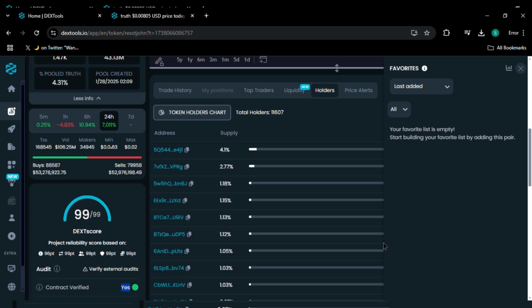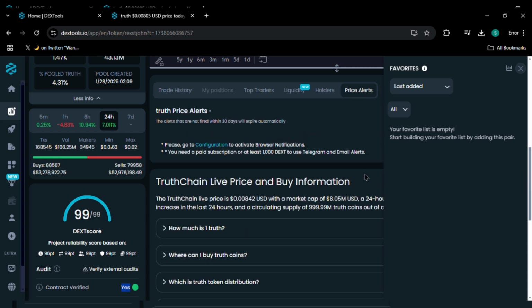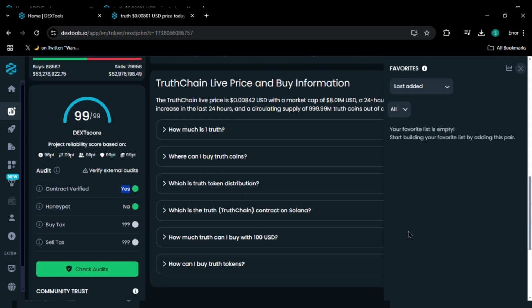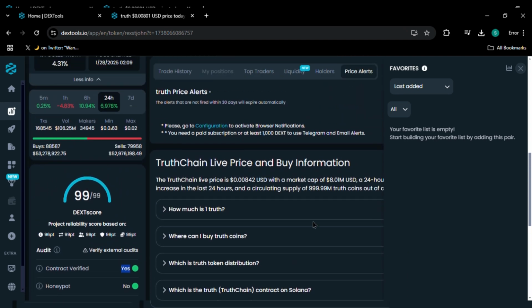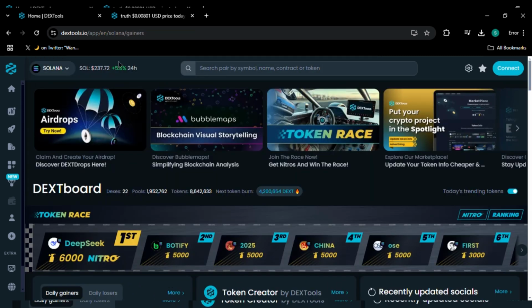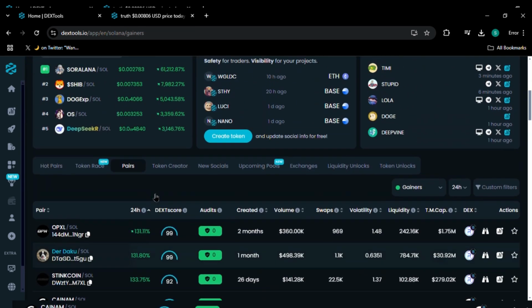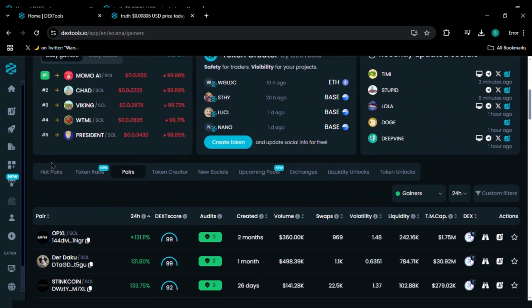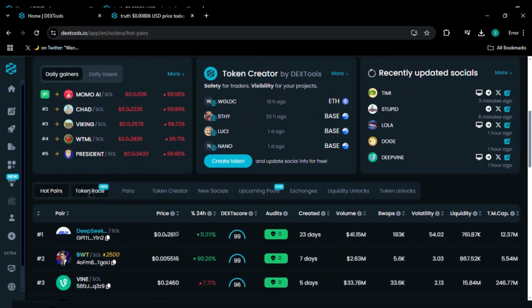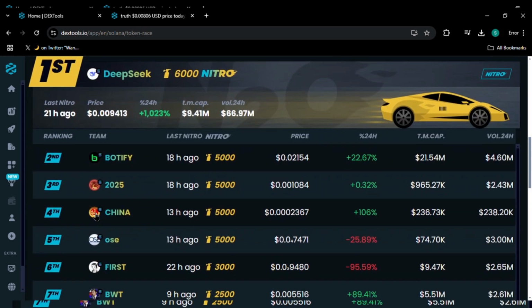And then we have the price alerts, where you can apply price alerts according to a specific meme coin. So it depends on the specific meme coin that you wish to buy or sell. After that, you can see that there are options such as hot pairs. So all of the hot pairs in Dextools or in the market right now would be displayed.